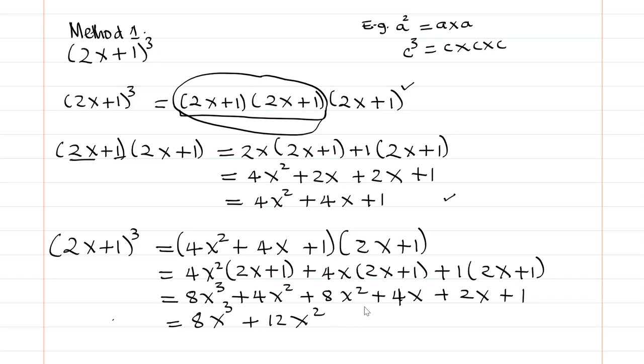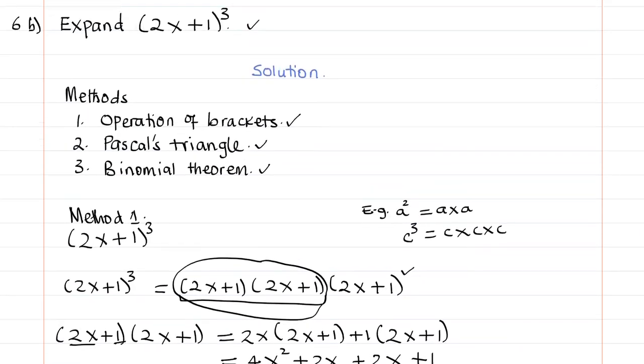And then we look for the terms in x. Here we have 4x plus 2x, it gives us 6x, so here we shall say plus 6x. And then we look for the terms independent of x. In this case, this one is independent of x, so plus 1. So this is the answer, simply because we have multiplied the base 2x plus 1 by itself 3 times, and this is the result we have obtained using method 1.